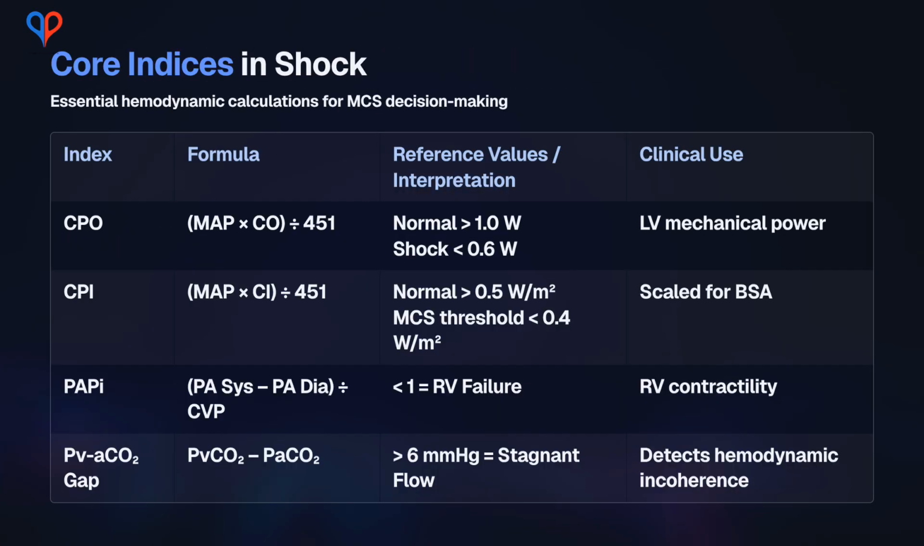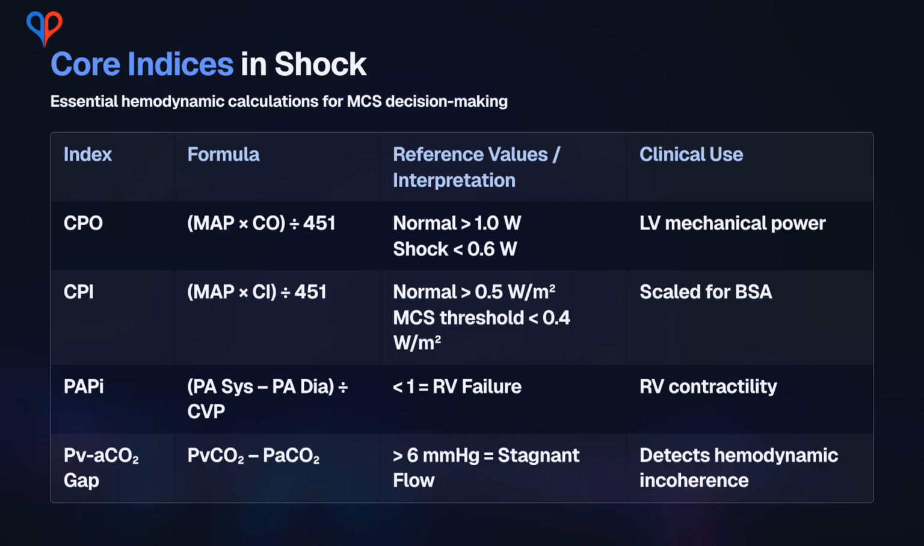Cardiac power and pulsatility indices quantify the mechanical work of the heart. Cardiac power output equals the product of mean arterial pressure, MAP, and cardiac output divided by 451. CPO equals MAP multiplied by cardiac output divided by 451. Normal value, greater than 1.0 watt. Shock value, less than 0.6 watt. Critical collapse, less than 0.3 watt. CPO represents the total mechanical energy the left ventricle generates to drive blood through the systemic circulation.